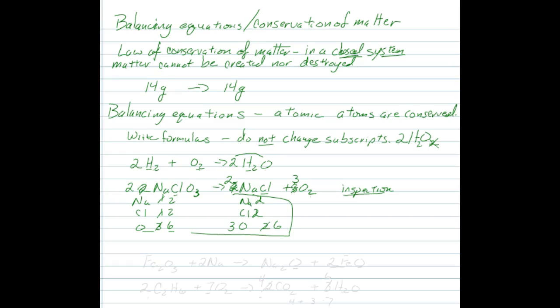If you have a situation where you have an element by itself, let's say Na plus Fe2O3 yields Fe plus Na2O. If you have an element by itself, do that one last. Balance everything else except for that. Then that way you can make sure that you have the correct number of things.